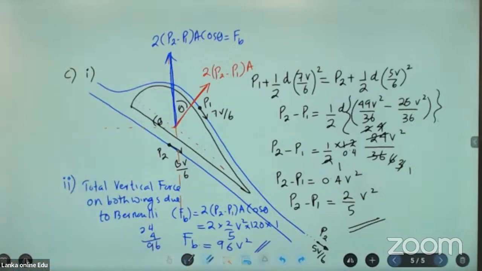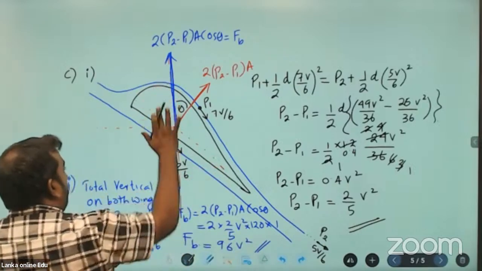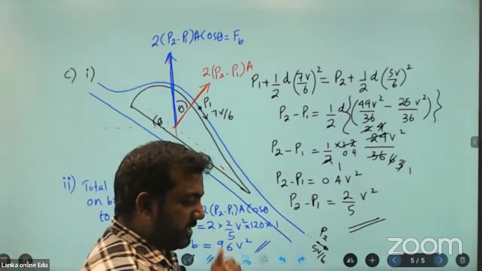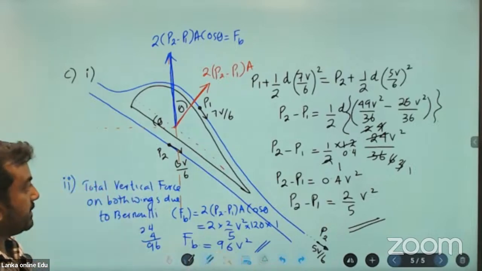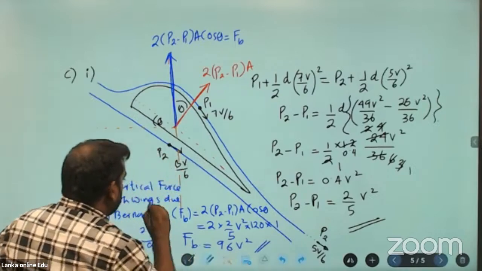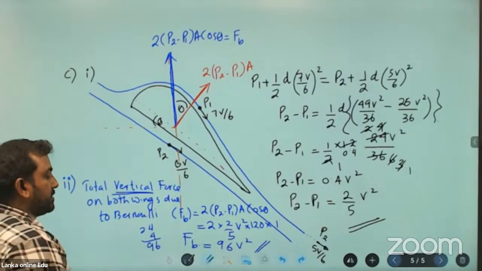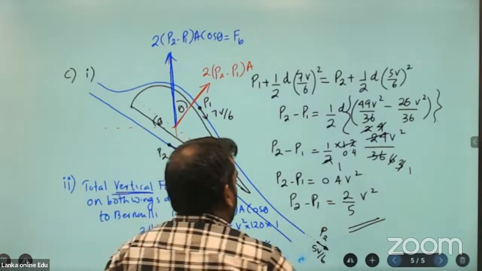Forces due to Bernoulli. Total vertical force due to Bernoulli, there you go, can be found: 96 V squared. Now remember, the wing is having a vertical force due to Bernoulli and a vertical force due to collision. Very good question. Top level question. That is C Roman 1 and C Roman 2. So total vertical force acting on both wings due to Bernoulli is 96 V squared.